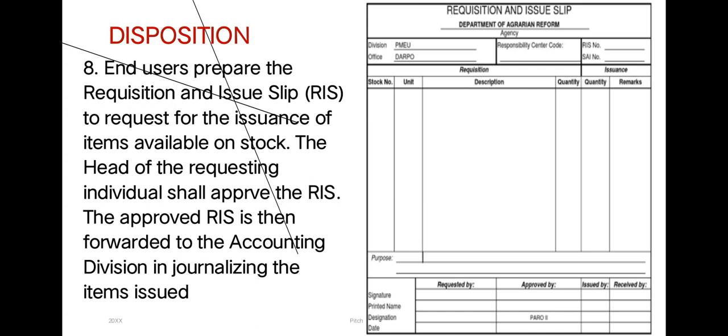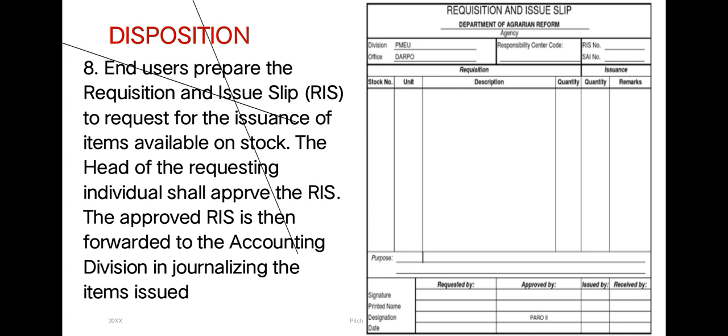Next is sa disposition. So, paano nga ba dinidispose ang mga inventories? End users prepare the requisition and issue slip to request for the issuance of items available on stock. The head of the requesting individual shall approve the RIS. The approved RIS is then forwarded to the accounting division in journalizing the items issued.